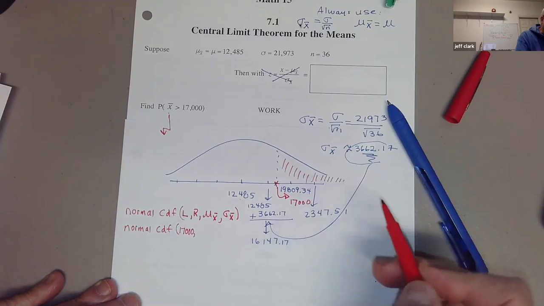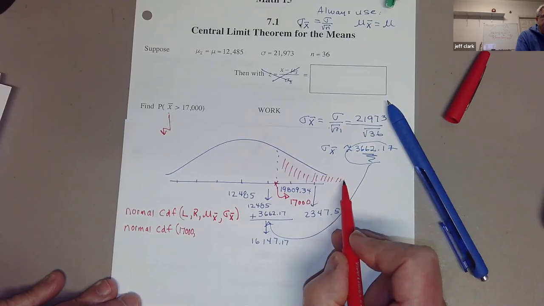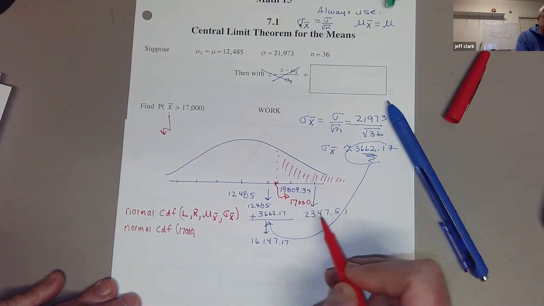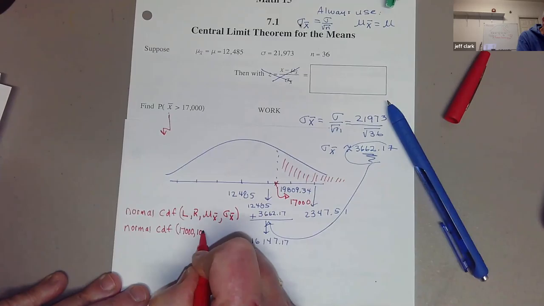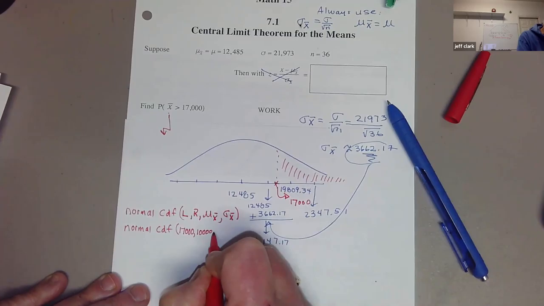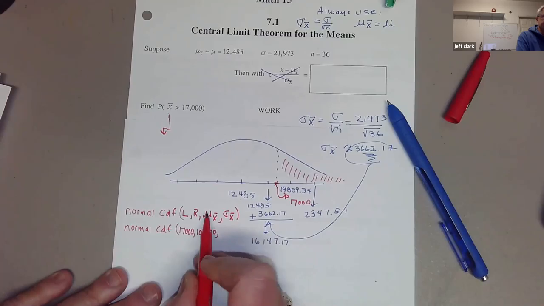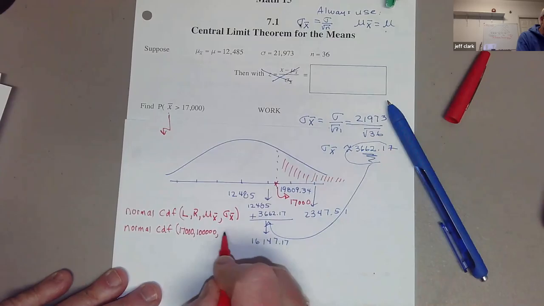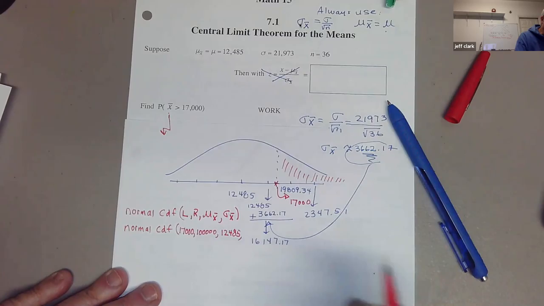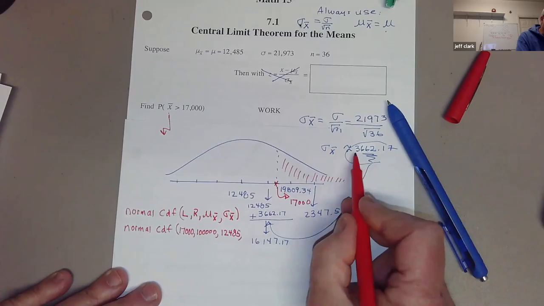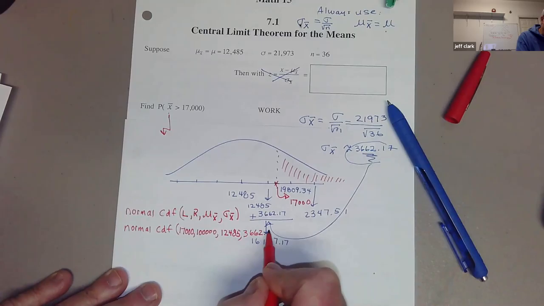Would 1,000 be good enough? No, something big. How about 10,000? Nope, it has to be way beyond 23,000. How about 100,000? So you have to make sure you go beyond the third marker. Okay, the next number is mu sub X bar, which is exactly the same as mu, which is 12,485. And then finally, you're going to put in your sigma sub X bar right here. So this number, you got 3,662.17 in red.